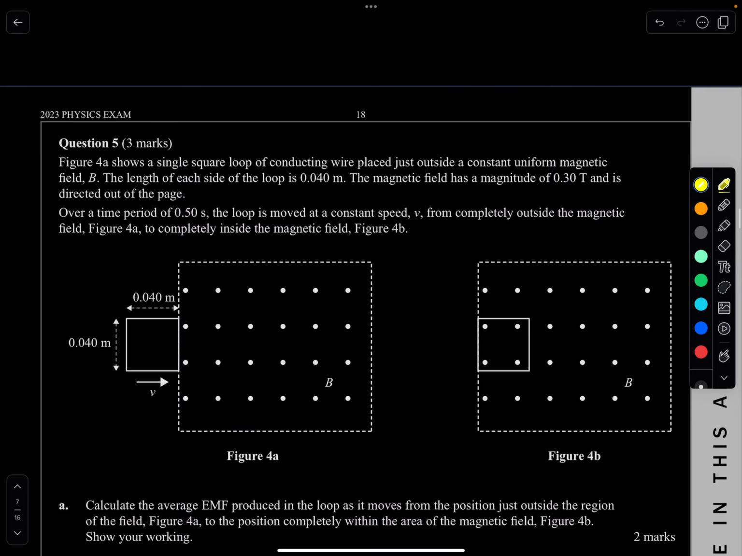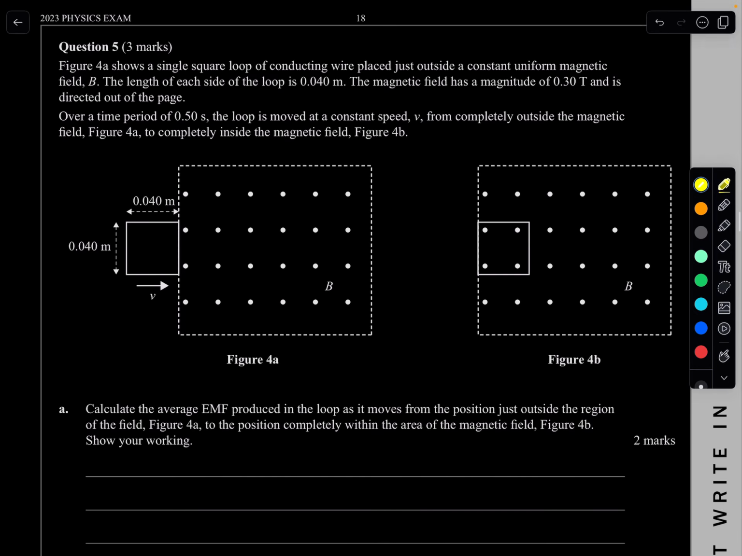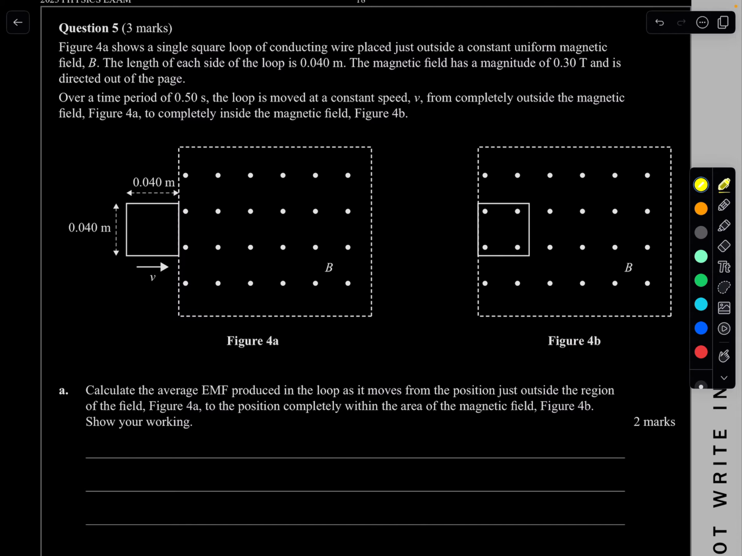That's it. Question 5. Figure 4a shows a single square loop of conducting wire placed just outside a constant uniform magnetic field B. The length of each side of the loop is 0.04, so okay, it's a square. The magnetic field lines have a magnitude there and are directed out of the page. Over a time period of 0.5 seconds, the loop is moved at a constant speed from completely outside the magnetic field to completely inside the magnetic field. Calculate the average EMF produced in the loop as it moves from the position just outside the region of the field to the position completely within the area of the magnetic field.